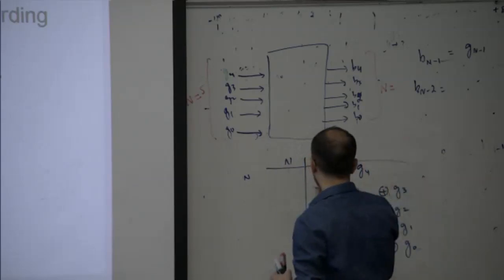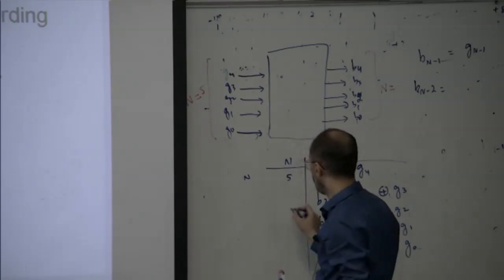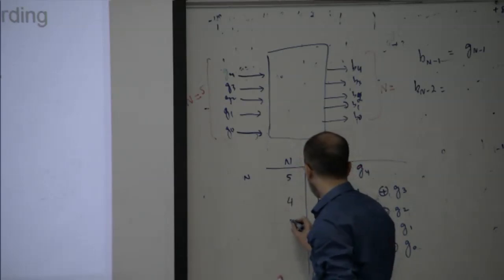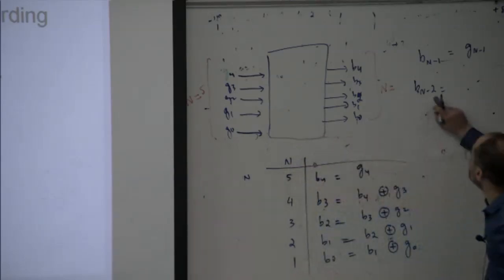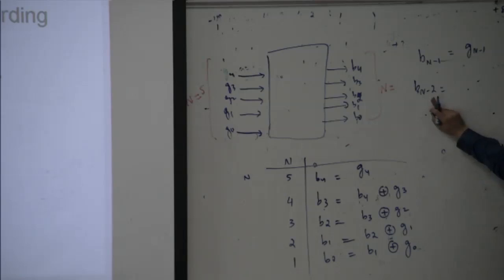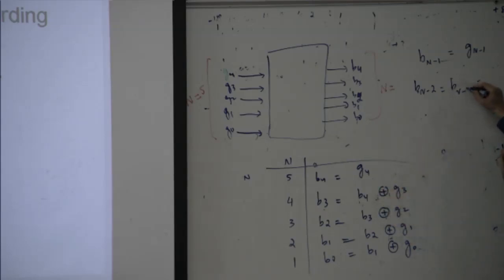The weight. Okay, this is 5. This is 4. This is 3. This is 2. This is 1. I will call it n. So Bn minus 2, how should we write it? Bn minus 1, this is your n minus 2. Got it?